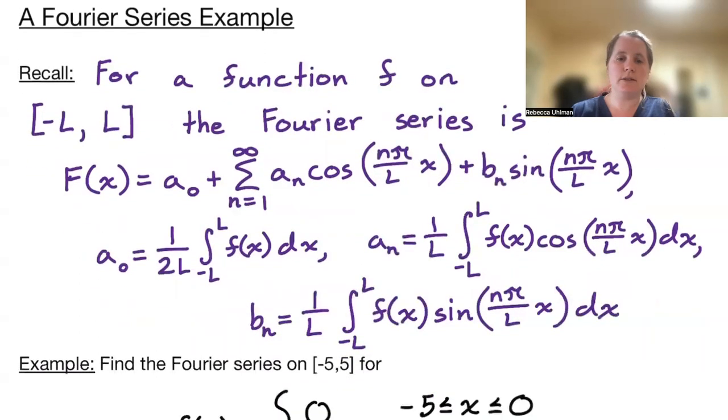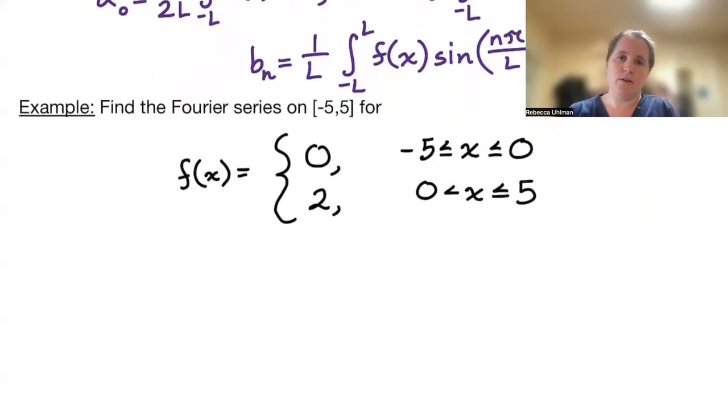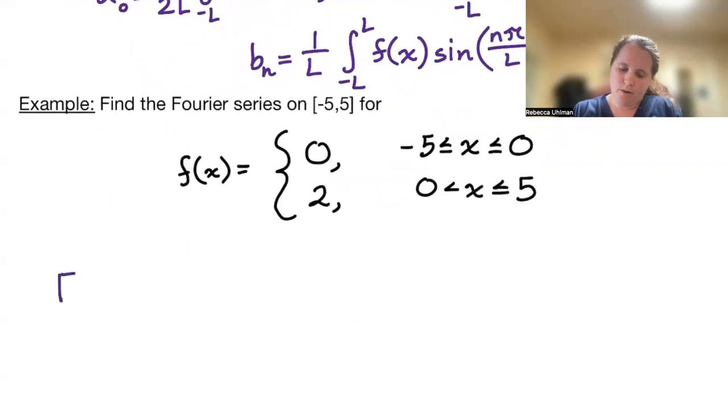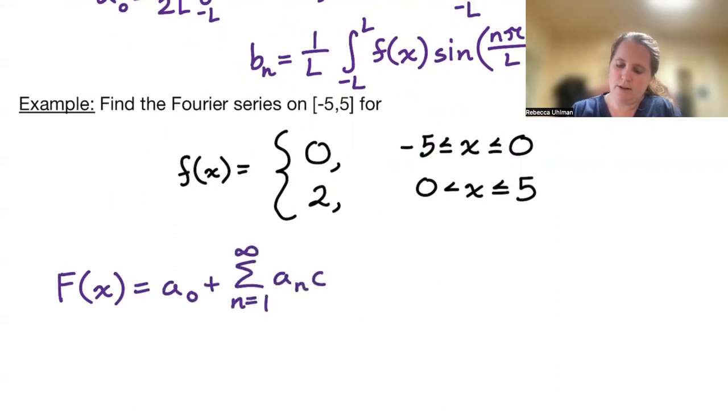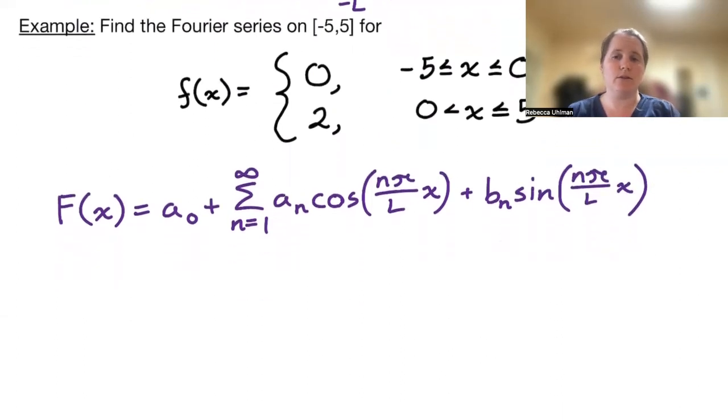So let's go ahead and do an example. Let's find the Fourier series on negative 5 to 5 for the piecewise function, which is 0 between negative 5 and 0, and 2 between 0 and 5. So again, our capital F of x should be equal to a naught plus the sum from n equals 1 to infinity of a sub n times cosine of n pi over L x plus b sub n times sine of n pi over L x. Our job is to then calculate these coefficients.